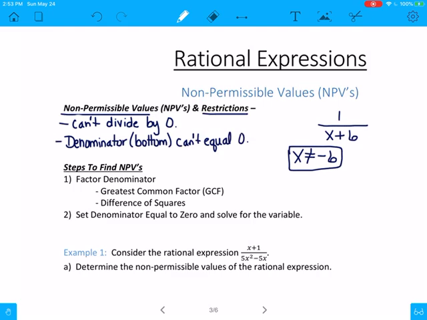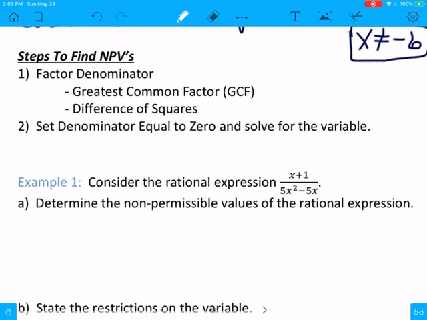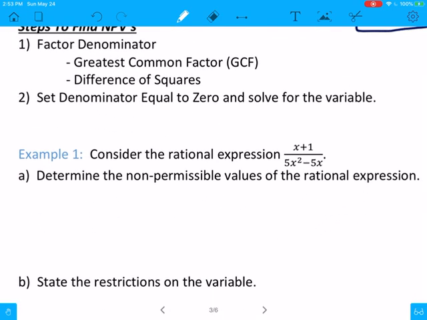So you're going to factor the denominator. First, you're going to look for a greatest common factor, and then you're going to look for a difference of squares. And then you're going to set each of them equal to 0 and solve for it. So let's see the steps. So example 1. Consider the rational expression x plus 1 over 5x squared minus 5x.